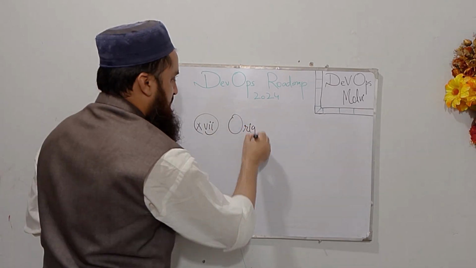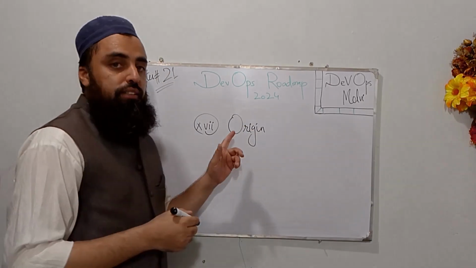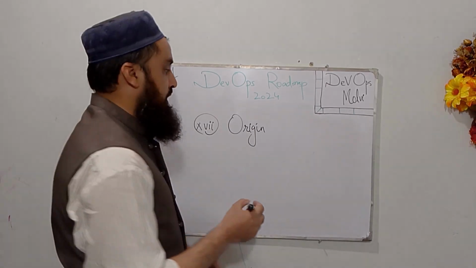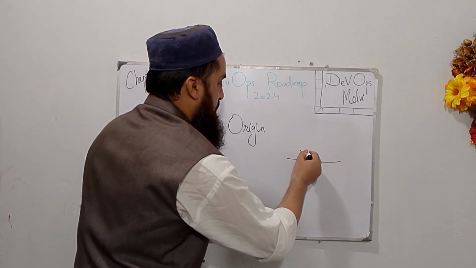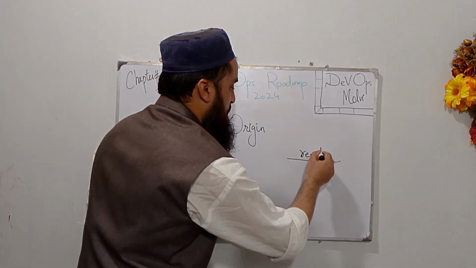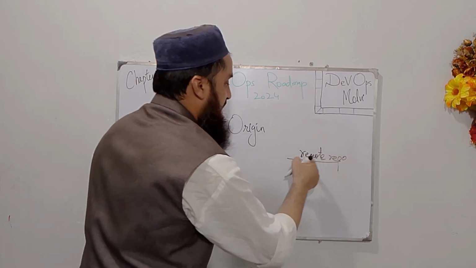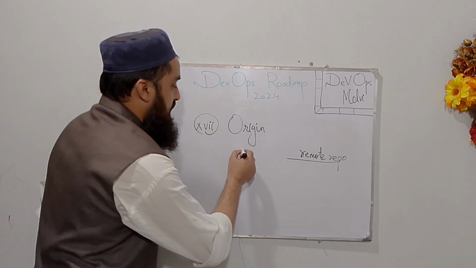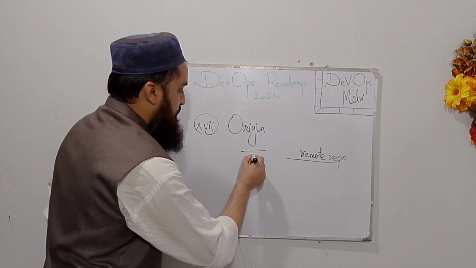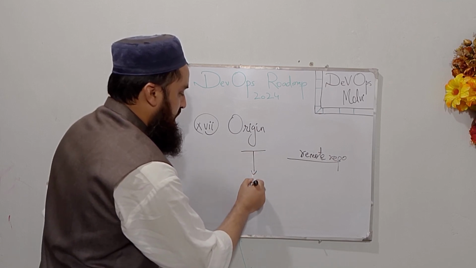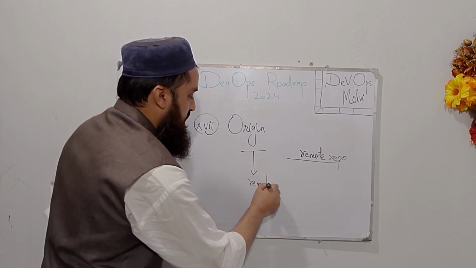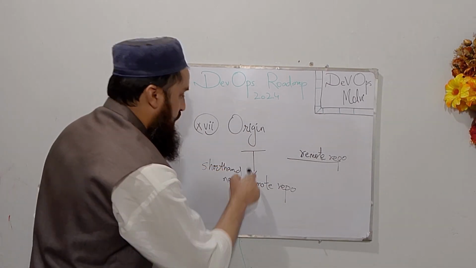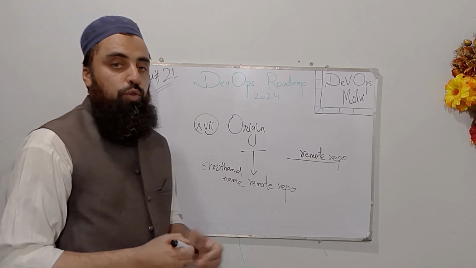The 17th term is origin. Origin means the repository URL. Most of the time, origin means the remote repository URL. We are getting some changes from a remote repo, and that remote repo URL can be considered as the origin. In other words, the origin is the shorthand name for a remote repository from where we have cloned the project, and it is known as origin.